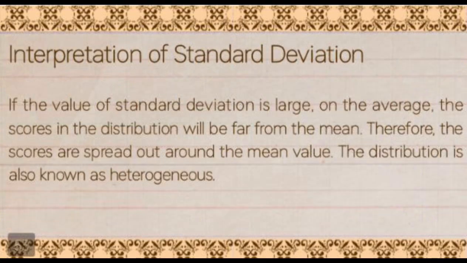Next, interpretation of standard deviation. If the value of standard deviation is large on average, the scores in the distribution will be far from the mean. Therefore, the scores are spread out around the mean value. The distribution is also known as heterogeneous. As I said earlier, if the scores are close to the mean, the variance and standard deviation are small, and if the scores are spread out, the values are larger.